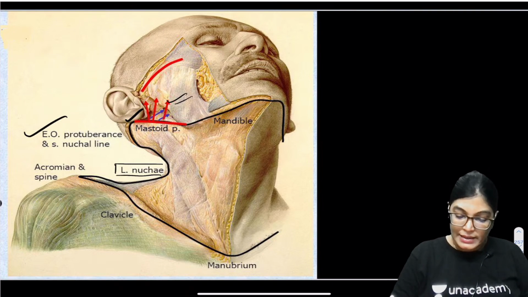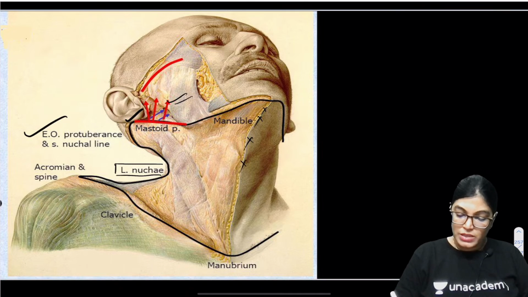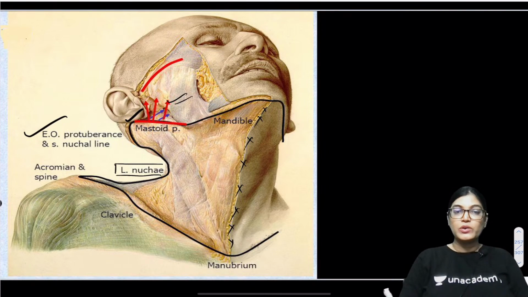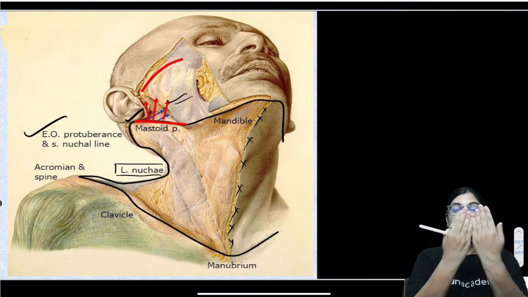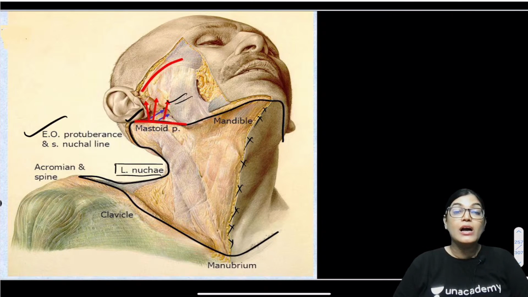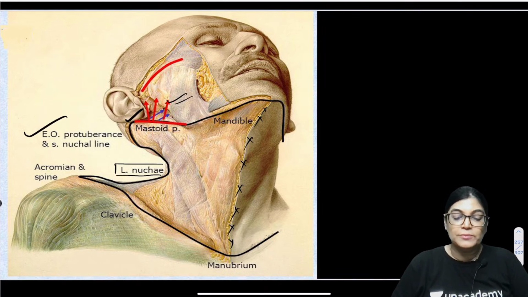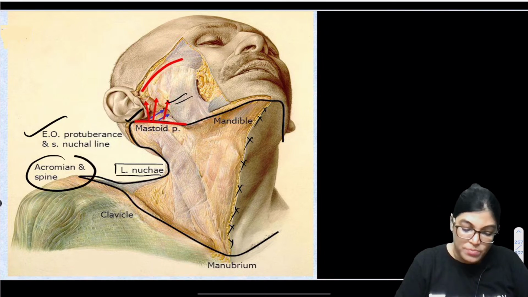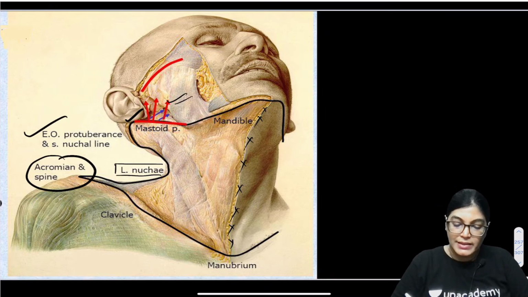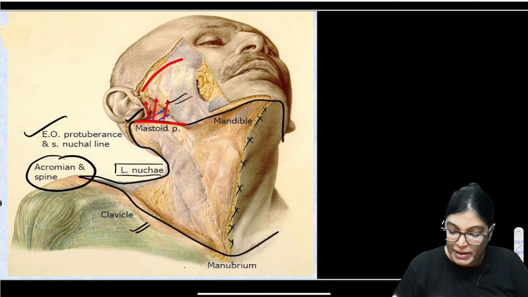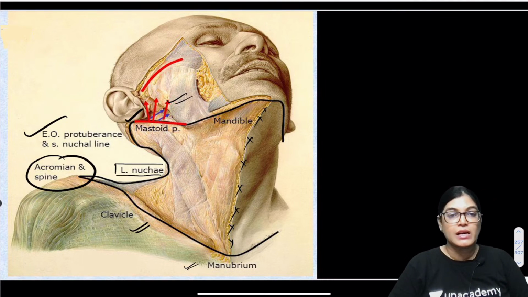All these black color lines which you are seeing are the attachment of deep cervical fascia. In the anterior aspect, can you see these cross lines which I am showing you? The two sides of the investing layer of deep cervical fascia join with each other. Below, it is attached to the acromion process of the scapula and the spine, then it moves towards the clavicle and ultimately reaches the manubrium sterni.